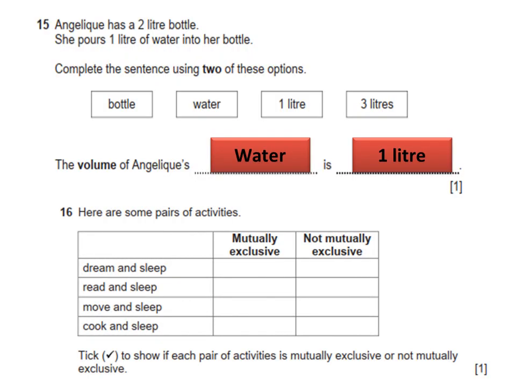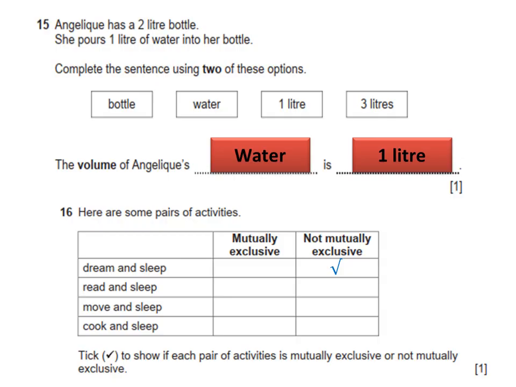Here are some pairs of activities. We need to check which is mutually exclusive, which is not. Remember, the words mutually exclusive mean they cannot happen at the same time. As in flipping a coin, it's either head or tail. Or when we go to our class and I select a student, it's either a boy or a girl. So when I say dream and sleep, these 2 events can happen together. I can sleep and also dream. So this is not mutually exclusive.